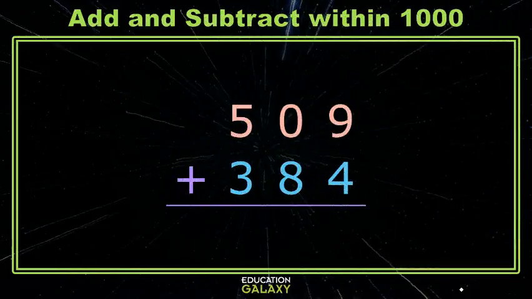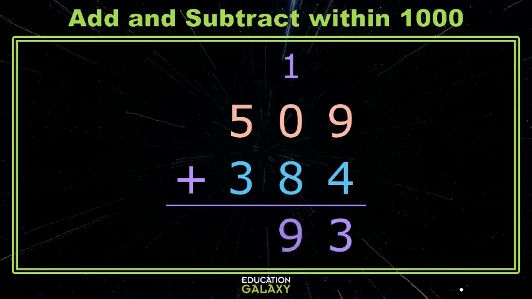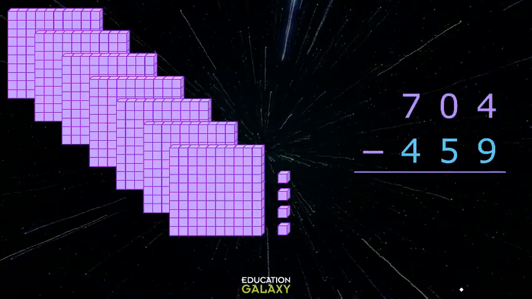Okay, starting in the ones place, 9 ones and 4 ones is 13 ones, but we can't write 13 in the ones place, so we give the 10 to the neighbors and we leave the 3 ones in the ones place. Now we have 1 ten and 8 tens for a total of 9 tens, and lastly 500s and 300s for a total of 8 hundreds. And that's adding. Moving on, subtraction.